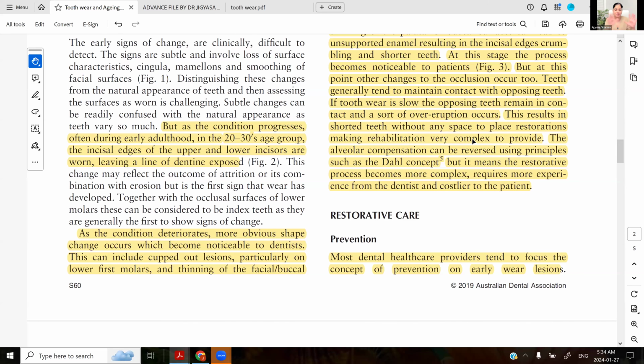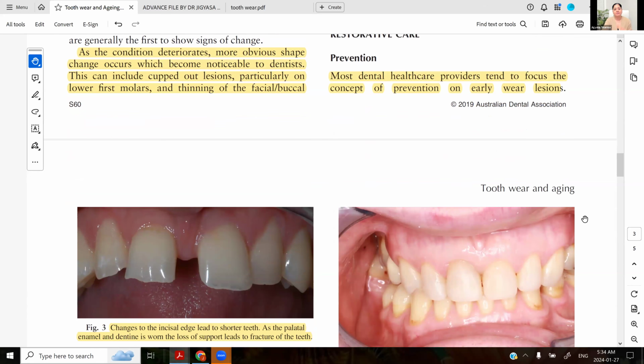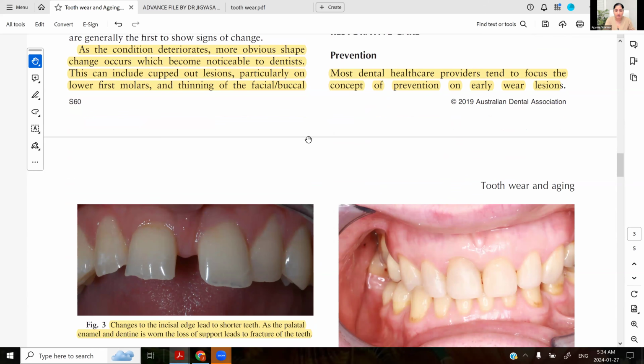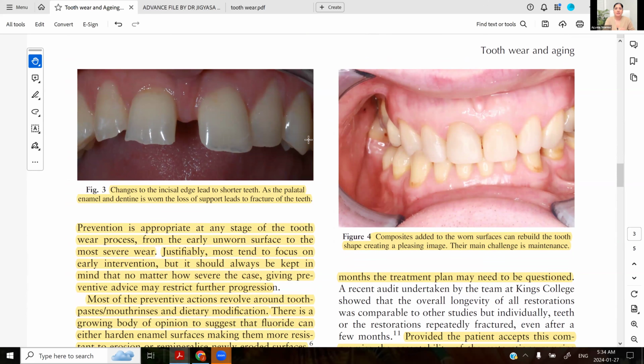So first, is it making sense? The clinical picture is coming in your head. Now, restorative care. So basically prevention. Prevention should be your first approach when you're working on patients like these. Most dental healthcare providers tend to apply the concept of prevention to early wear lesions. They think that if it's early wear, yes, you can focus on prevention then. No. It is recommended that even in severe cases, you should still focus on prevention.